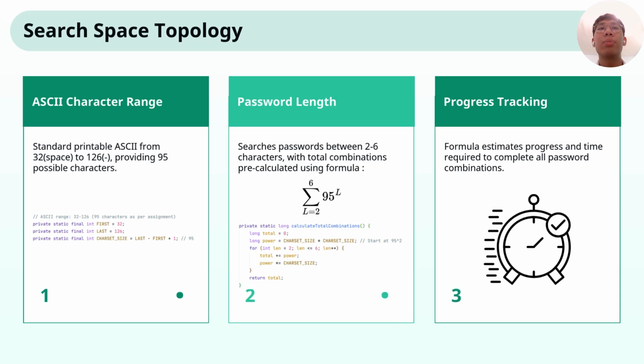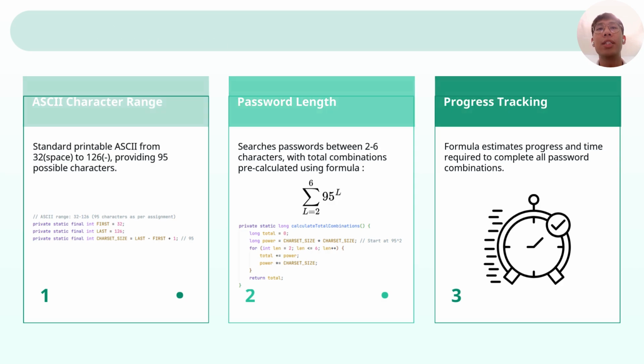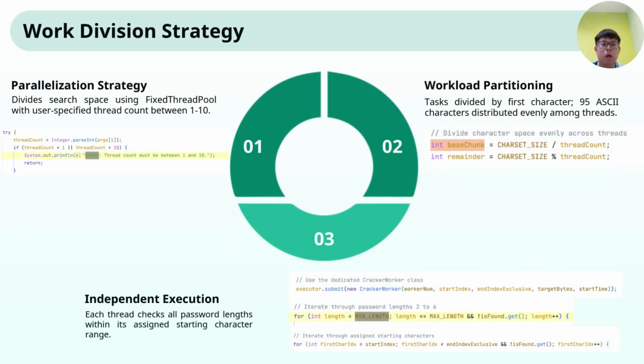Moving to the search space topology, we utilize the 95 printable ASCII characters, ranging from decimal 32 to 126. And we target password lengths from 2 to 6. Crucially, we pre-calculate the total combinations using the summation formula shown here. This calculation is vital for progress tracking, allowing us to accurately estimate the remaining time against the 700 billion total possibilities.